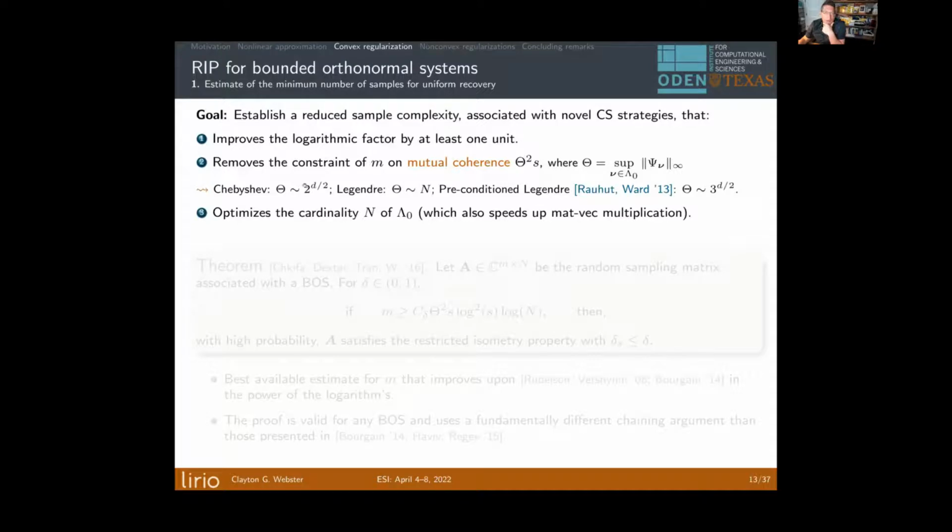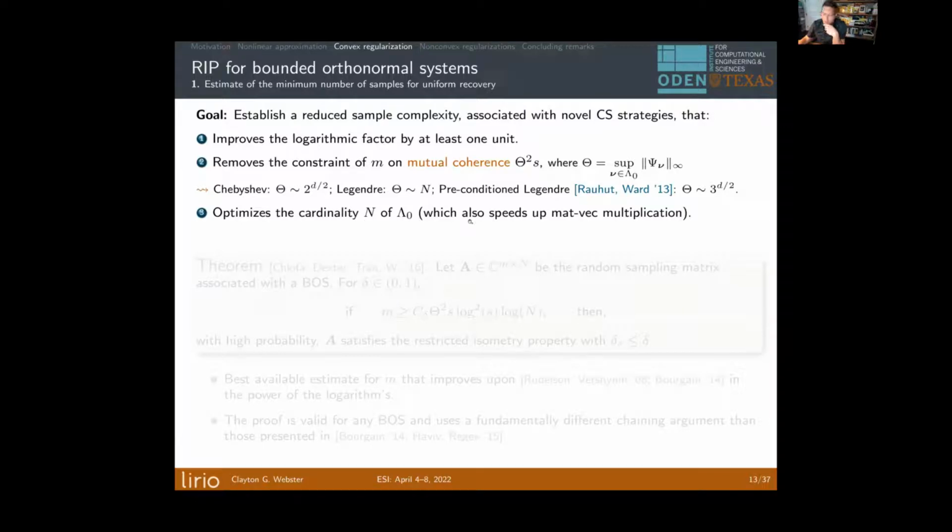So one is, how do you overcome this issue? The second one is then, in addition to this, that I am in multiple dimensions. So can I optimize the cardinality of that index set? In other words, is there a way that I can even speed up MATVEC multiplications by optimizing this cardinality?